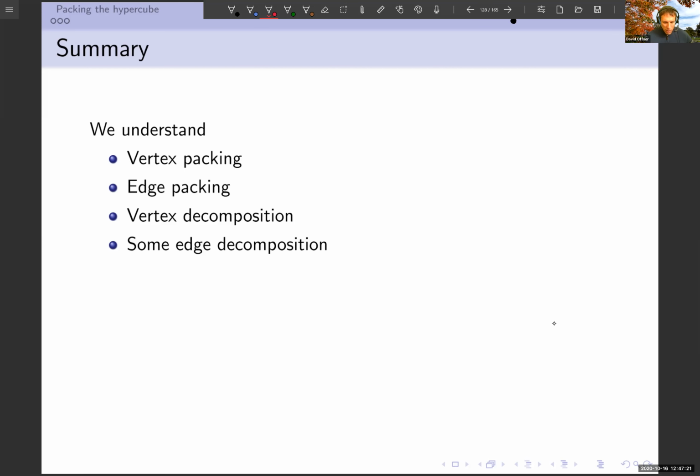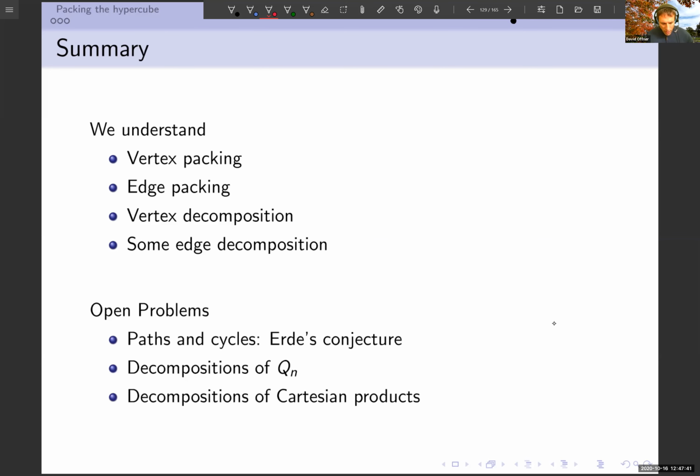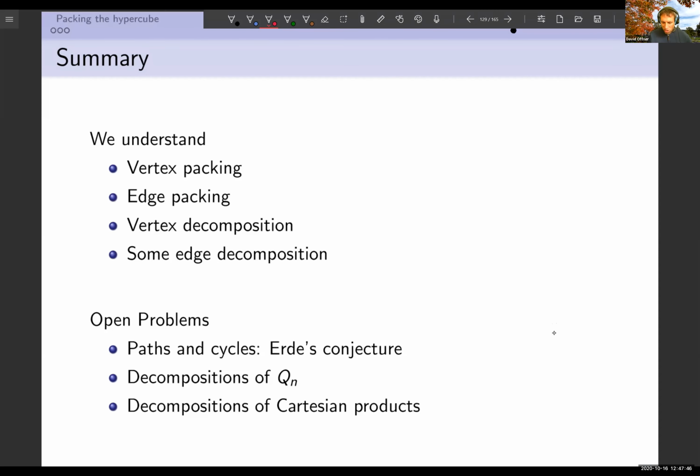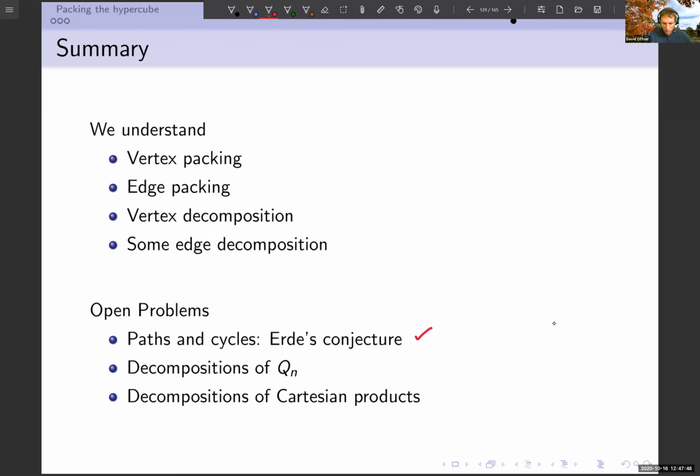Okay, so let me wrap up by saying what we do understand: we understand vertex packing, we understand edge packing, although no one has analyzed the rates of convergence for edge packing, so that's still open. We understand vertex decomposition, and we understand a little bit of edge decomposition, but there's a lot more to understand. What's still open is even paths and cycles. Erdős's conjecture is still open. Edge decompositions of Qn more generally is wide open.